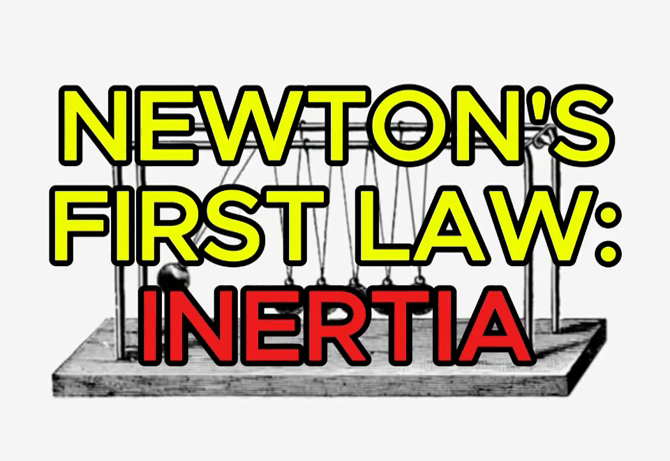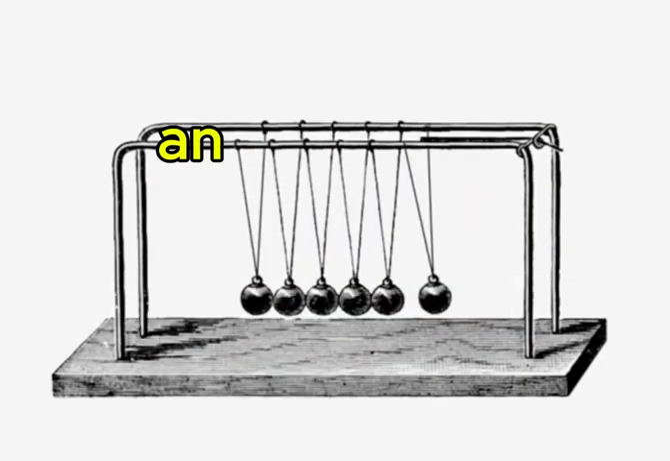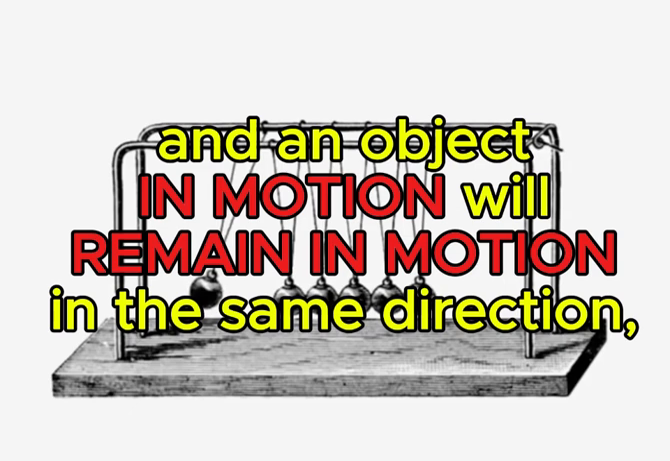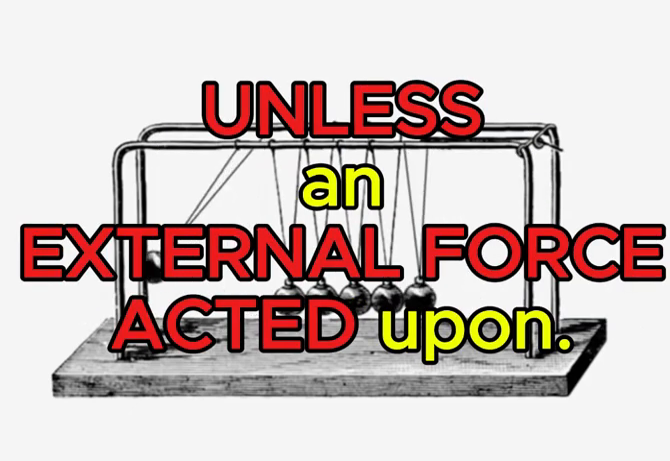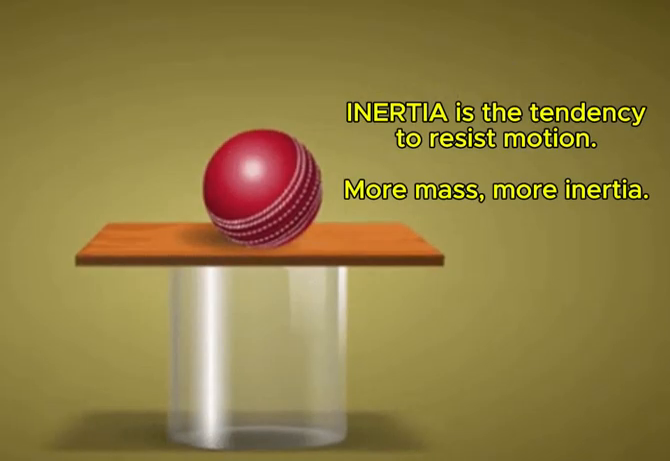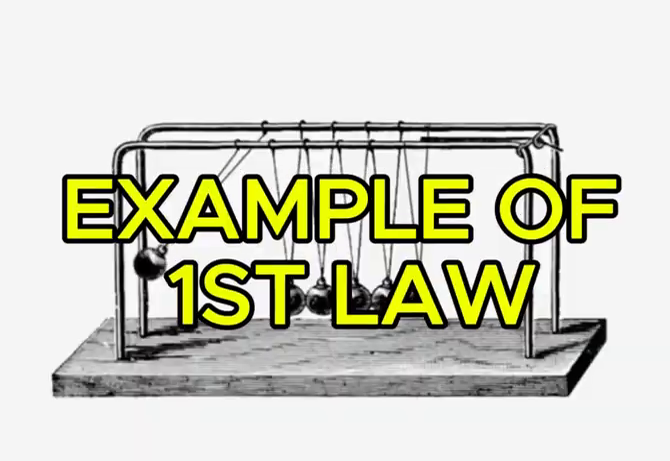Newton's first law, the law of inertia. Our journey begins with Newton's first law, often referred to as the law of inertia. This law states that an object at rest will remain at rest, and an object in motion will remain in motion with the same speed and in the same direction, unless acted upon by an unbalanced external force. Essentially, objects tend to resist changes in their state of motion.